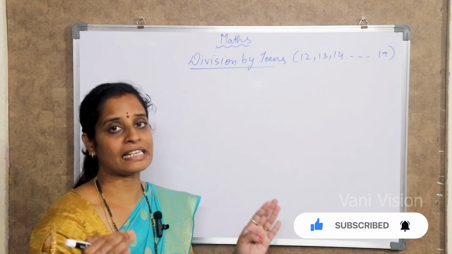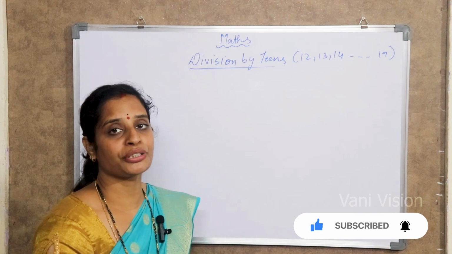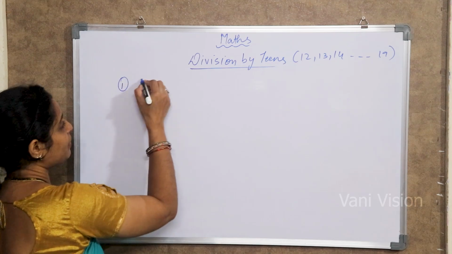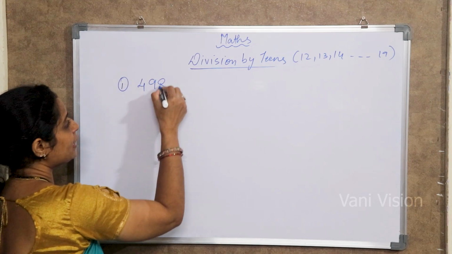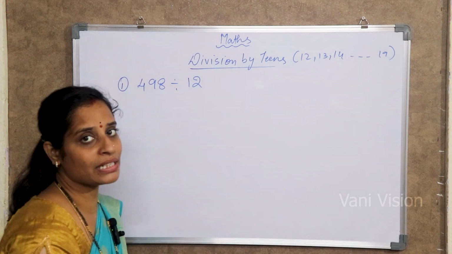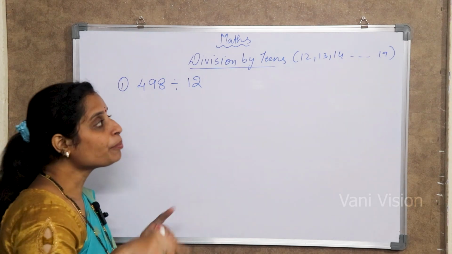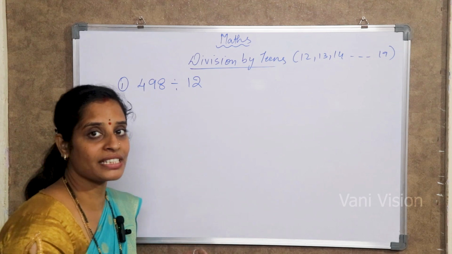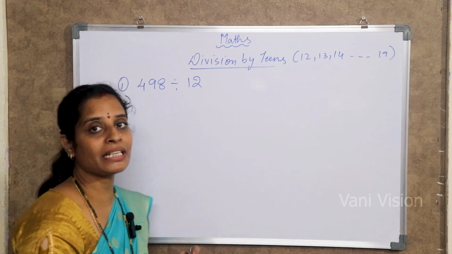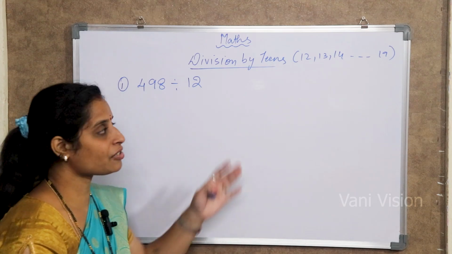Hardly 5 to 6 seconds we are going to take to do the division. First we will see a general method of how we do the division. The first example I am taking here is 498 divided by 12. We'll see the examples of 12 in this video. You try for 13, 14, 15, 16 yourselves. If you get any doubts, you can comment. I'm here to help you out.